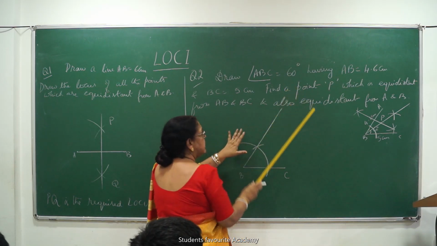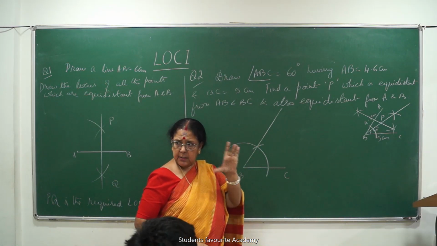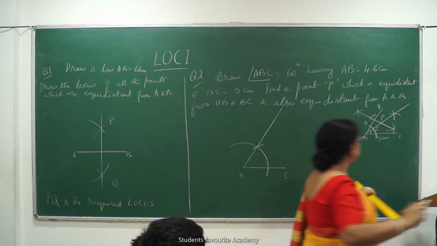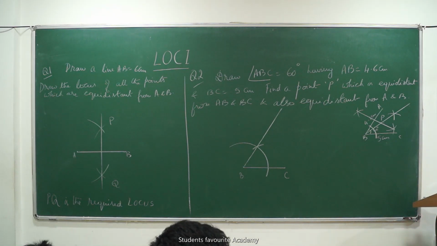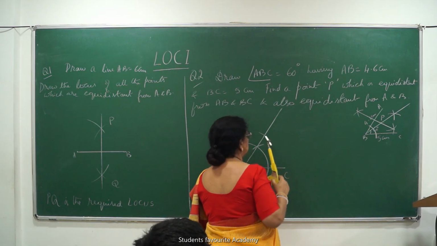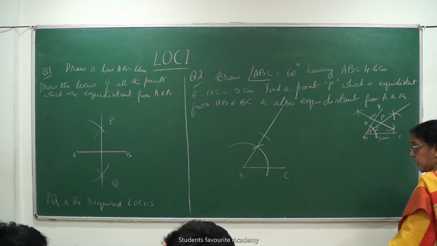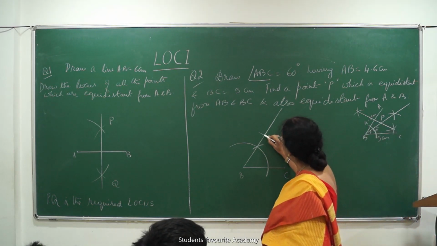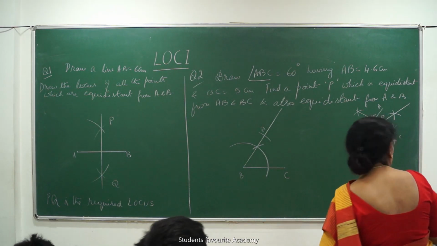Now A is somewhere here, but you cannot measure and mark. You have to draw an arc. AB is how much? 4.6. So you will take the compass, put it on the ruler and measure 4.6. Then from B, you draw an arc. So this will be your A. Followed? Don't measure it and simply write A there. This is A. Then the angle bisector.